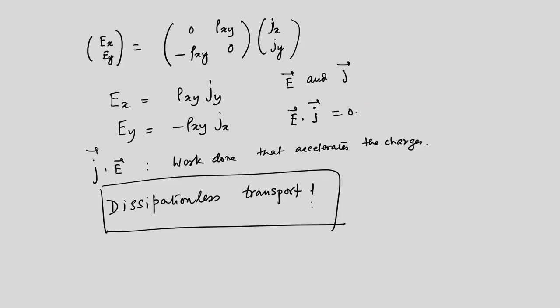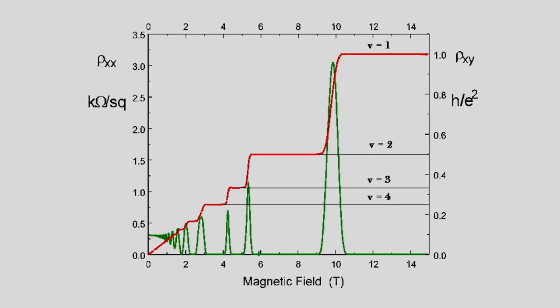I'll just introduce the plots and we'll talk about them in the future as well, several times. The red plot that you see here is the Hall resistivity, and the green plot is the longitudinal resistivity, which is the magnetoresistivity. The Hall resistivity shows a plateau corresponding to nu equal to 1, nu equal to 2, nu equal to 3, 4 and so on. And very close to B equal to 0, where the magnetic field is very small, you get a straight line for the red curve. That linear regime is the classical Hall effect.